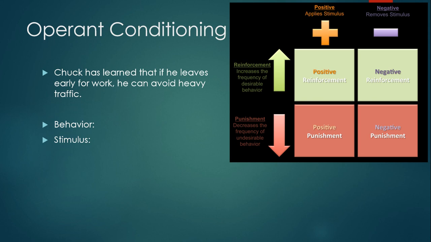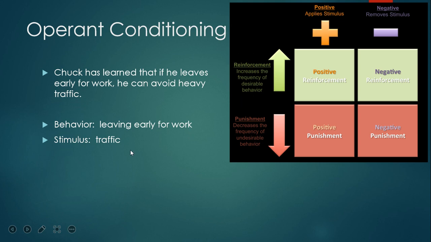So, scenario number one, Chuck has learned that if he leaves early for work, he can avoid heavy traffic. All right, so our behavior is going to be leaving early for work, and our stimulus is going to be heavy traffic. So the behavior is leaving early for work, and that is going to increase in frequency. Chuck is going to be doing this more often. So right off the bat, the behavior is increasing.